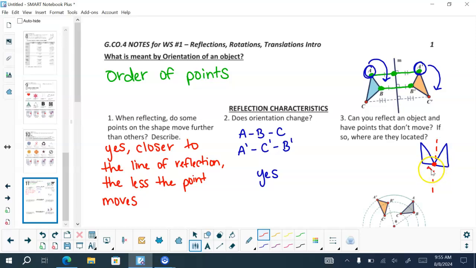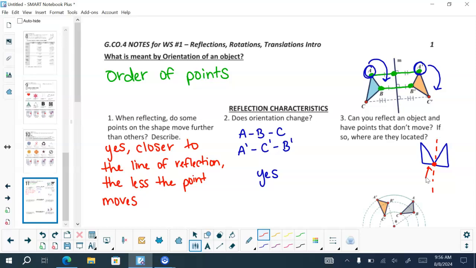Talking specifically about this point right there. Now my triangles aren't perfect, okay? If I was a little bit slower and had been more purposely neat, they would look more identical, okay? But they're pretty close. If I have a point that's on the line of reflection, is it going to move when you reflect it?